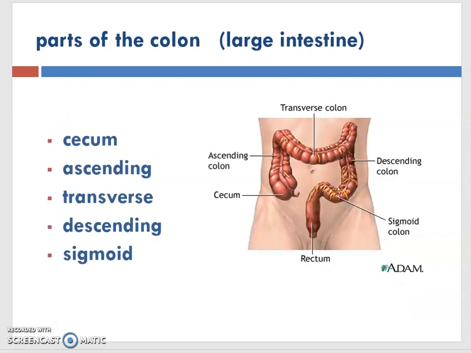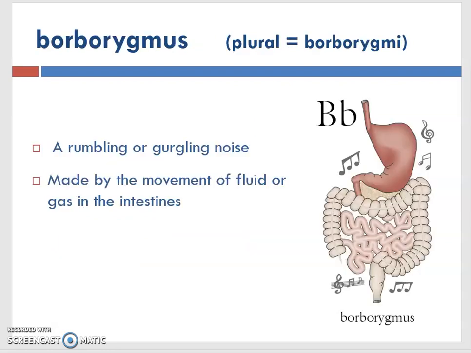Okay, so that's all you really need to know about the small intestine as far as med term goes. Now we're going to take a look at the colon, in other words, the large intestine. So once again, those parts are the cecum, the ascending, transverse, descending, and sigmoid colon. We'll take a little look at each of those. Here's a fun word for you, borborygmus, and its plural is borborygmi.